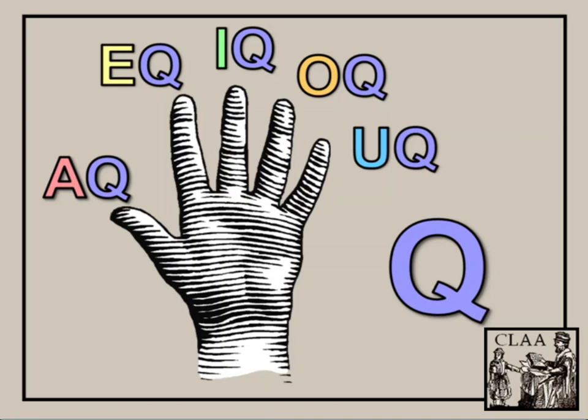Lastly, spell the syllable ik, ik. You should have spelled I-Q, ik.